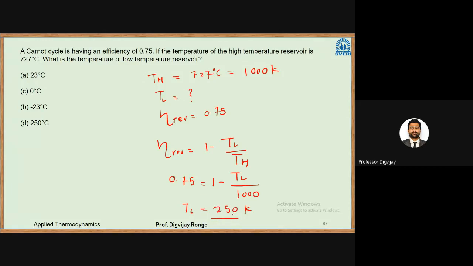So Kote, please pay attention to the units. You get 250 Kelvin. 250 Kelvin minus 273 will be minus 23 degrees Celsius. Okay. So Abhijit Kote, take care. You might lose your precious marks even after calculating the right value.